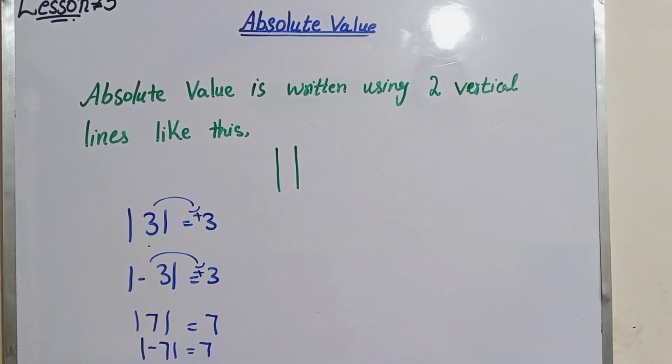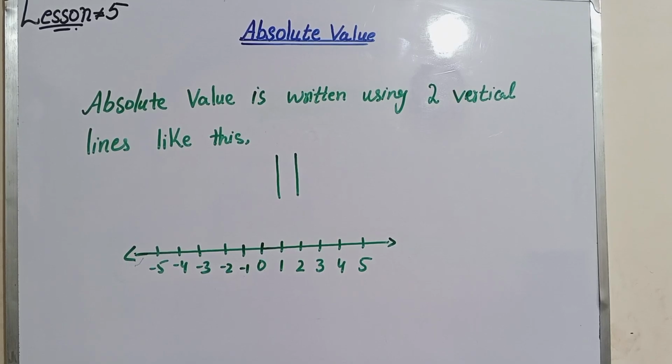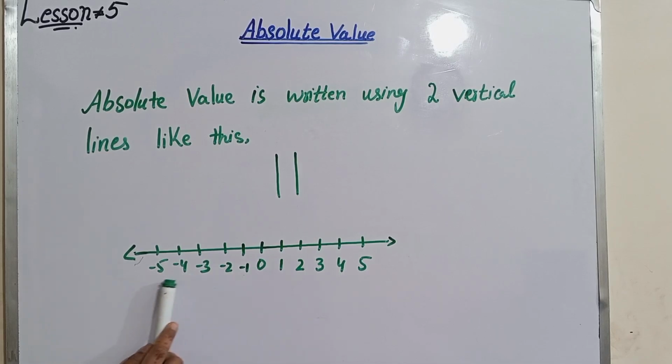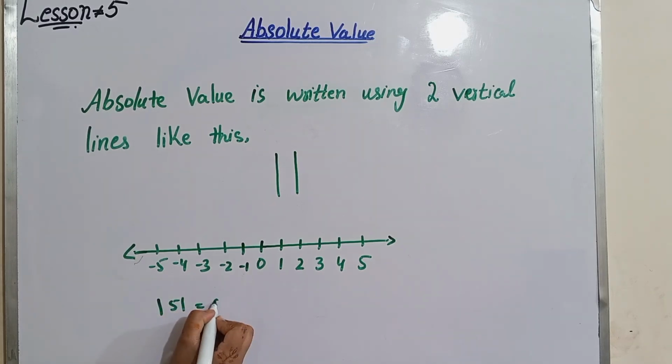Wait, what? Why do both positive and negative numbers give the same answer? Okay, now you can see this line. Absolute value is written as two straight lines around a number. It will start at 0, then minus 1, minus 2, minus 3, minus 4, minus 5, and 1, 2, 3, 4, 5. I tell you again, 5 gives me 5. Minus 5 gives me 5 again.